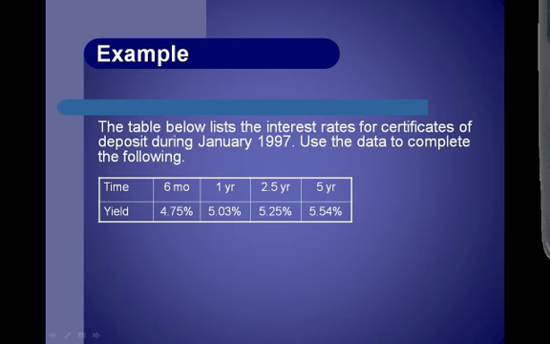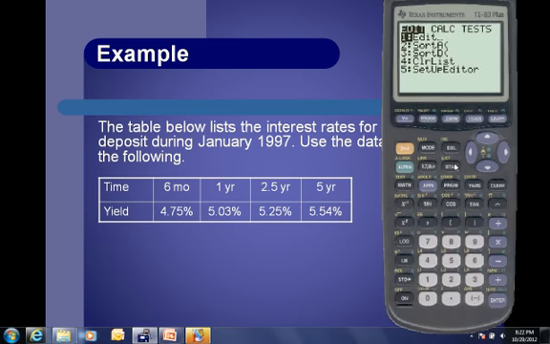The table below lists the interest rates for certificates of deposit during January 1997. Use the data to complete the following. So the first thing we're going to do is go to Stat. We're going to choose Edit. We need to clear what was in there, so we're going to go to L2, hit Clear. Go over up to L1, hit Clear, press Enter.